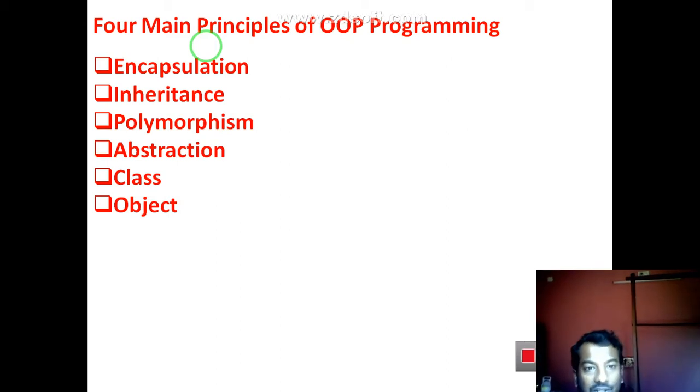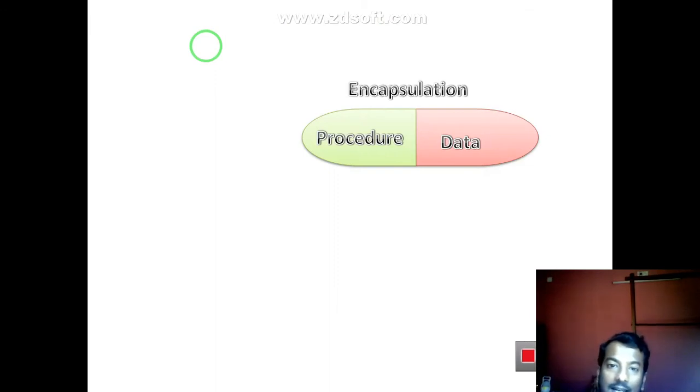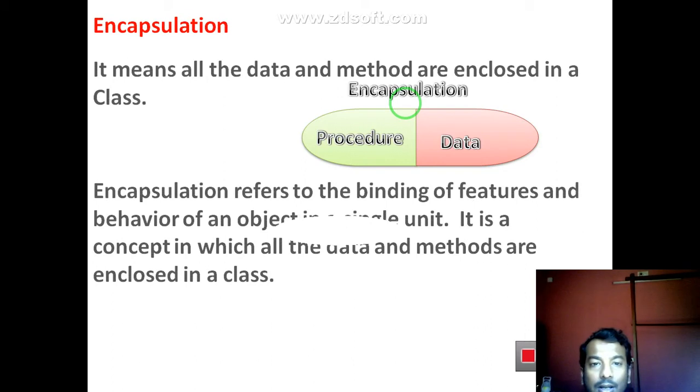First, encapsulation. Look at the picture. I hope you understand what a capsule is. A capsule protects our data and procedure. So encapsulation is a class that can protect our procedure and data. This single unit can manage and hold the data, to protect and save our data, and that is encapsulation. We can also say it means all the data and methods are enclosed in a class.